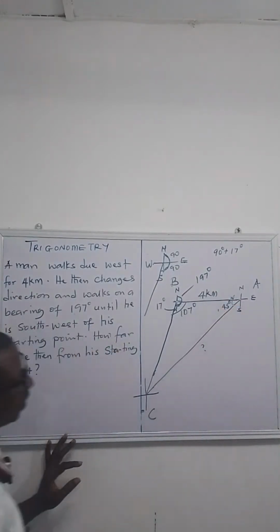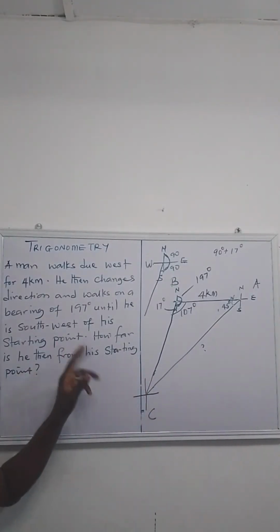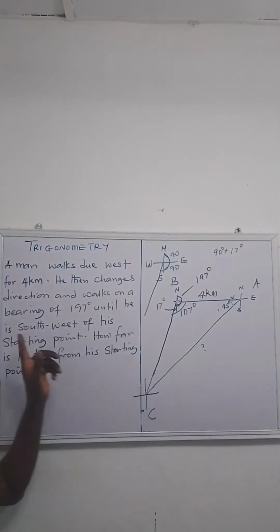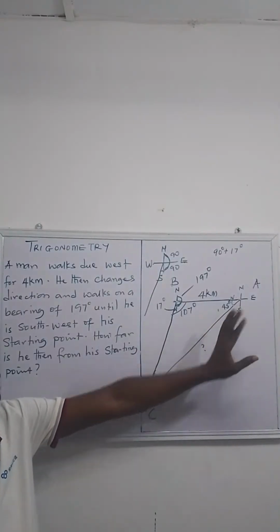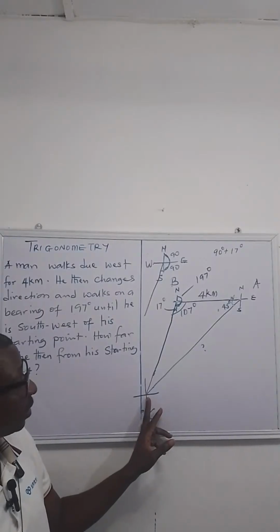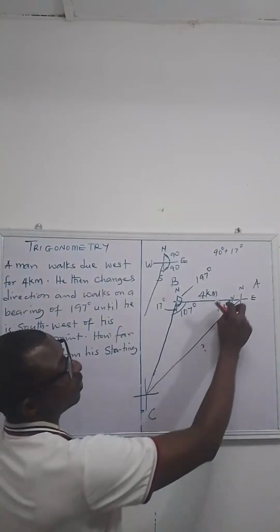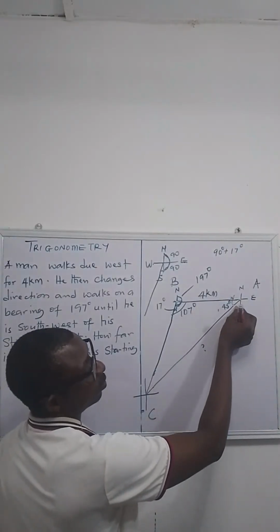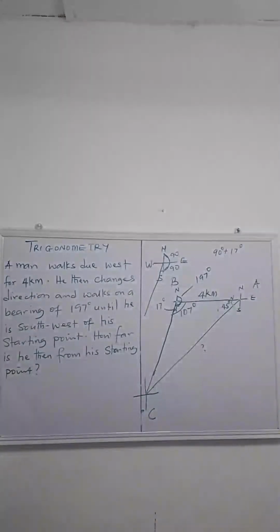Now, why is it 45? Because the question says he is now in a position such that he is at the southwest of his starting point. Once it's southwest of the starting point, that means this place will be 45, and this place will also be 45. So the angle here is 45.